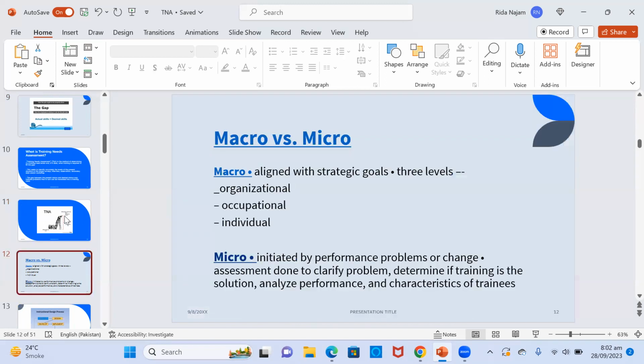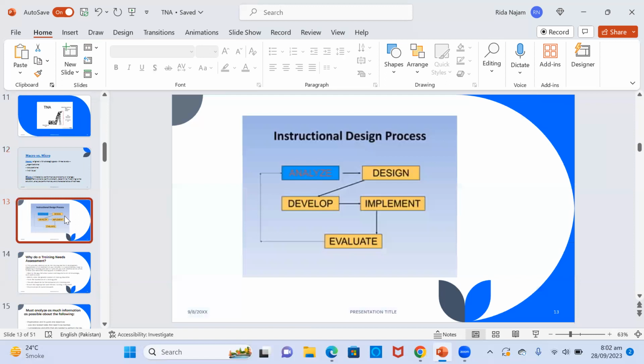Macro versus micro. Macro is aligned with strategic goals, which includes three levels, which are organizational, occupational, as well as individual, and micro, which are initiated by performance problems or change. Assessment is done to clarify the problem, determine if training is needed as a solution, and analyze the performance and the characteristics of the trainees. The instructional design process basically includes this flowchart, which is first you analyze, design, develop, implement, and then evaluate, and then it goes back.